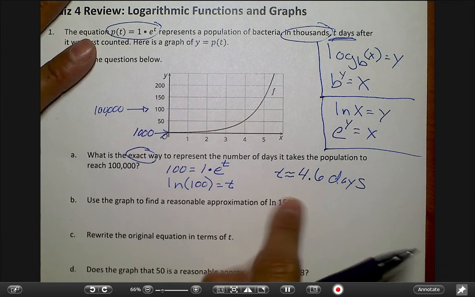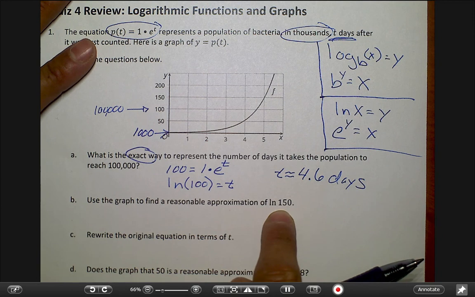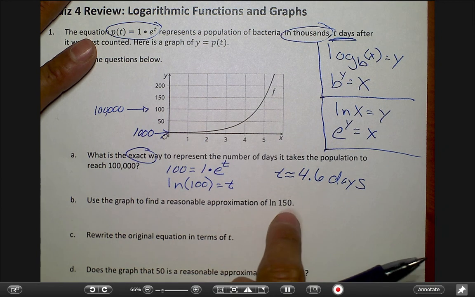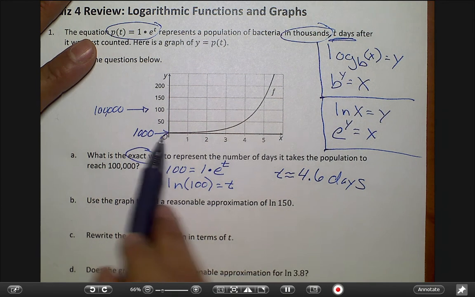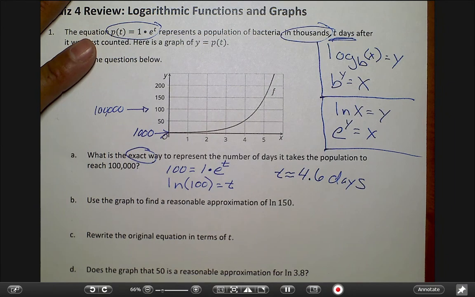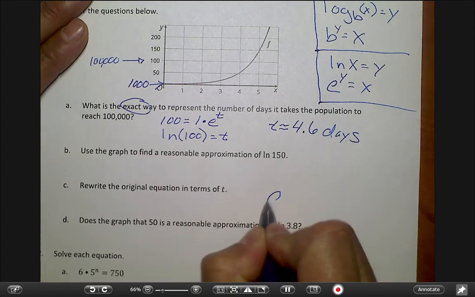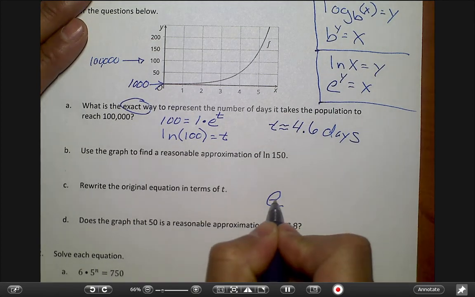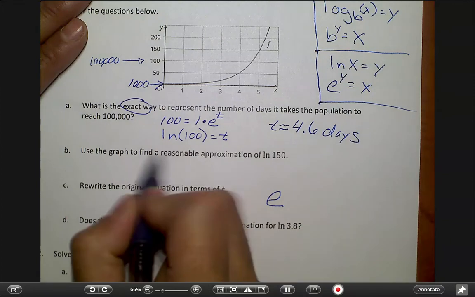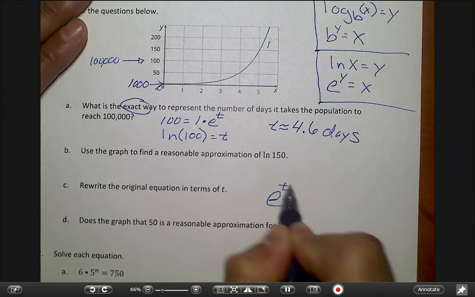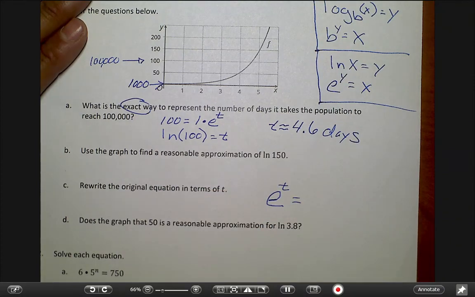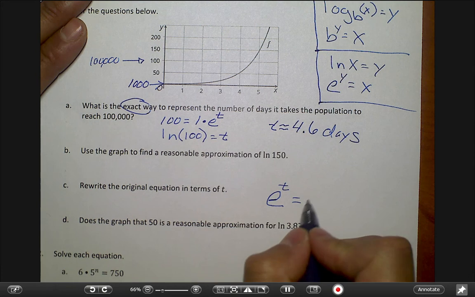Okay, so if I were to take this, I'm going to rewrite this. Let's write this as an exponent because this is a graph of my exponent. So we're going to say my base is going to be e, right? The base is e to the t, okay, to the t, right, is equal to 150.